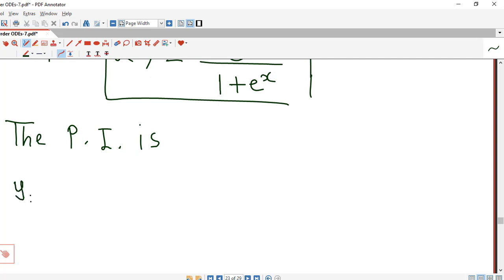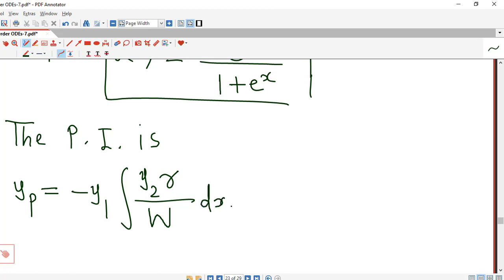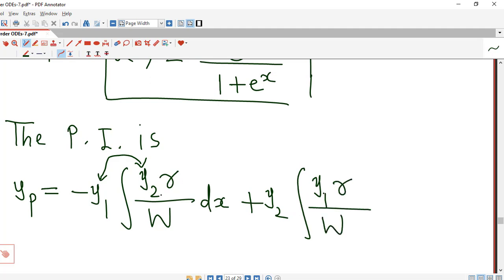So we have a ready-made formula for the particular integral. The particular integral is yp equal to minus y1 times the integral of y2 into right hand side over Wronskian, integration with respect to x, and then we interchange this y1 and y2 and we consider positive sign, with R and Wronskian as it is. In this second term we are replacing y1 and y2 and we consider positive sign here.